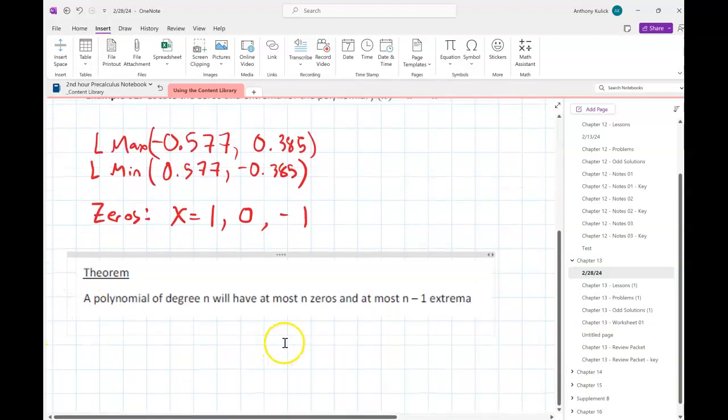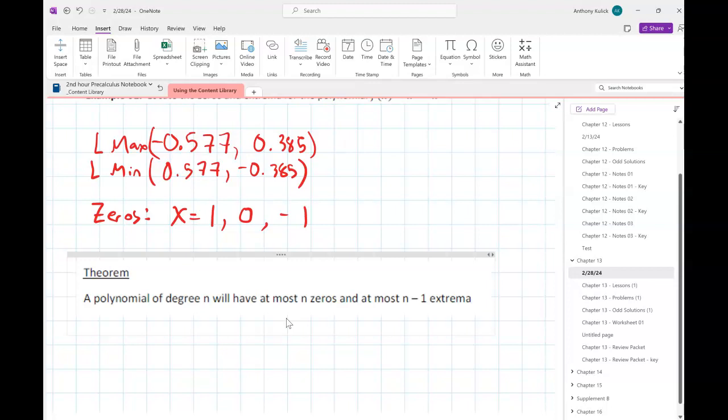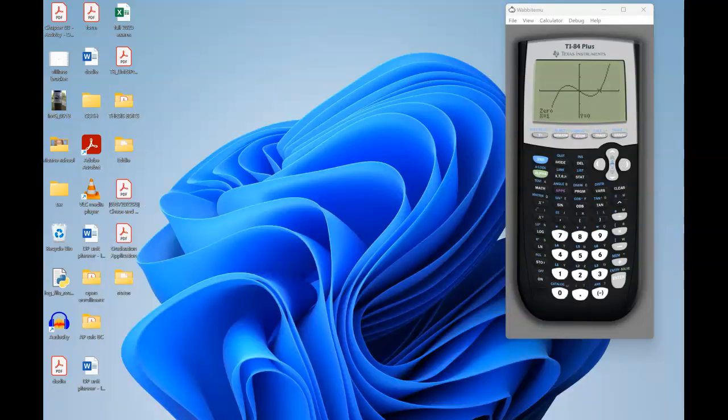Notice that the theorem says at most. Could I have less? Yes, right? So that n is just the degree of the polynomial, which is the biggest exponent on a variable. Feels okay so far? Okay.